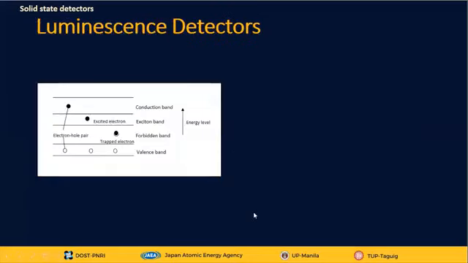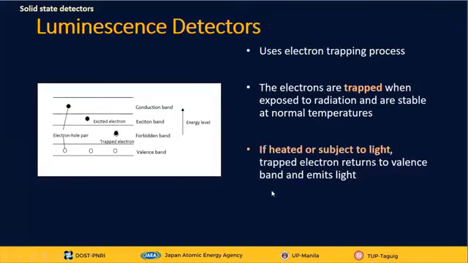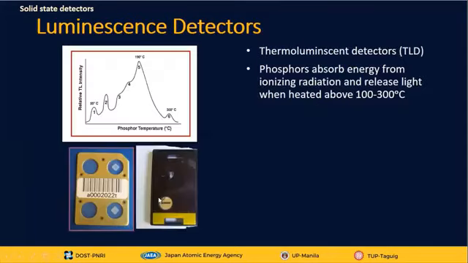Another type of solid-state detector is the luminescence detector, which uses an electron trapping process. The energy absorbed by the electron from the valence band prompts it to a higher energy level, but in a forbidden band. The electrons are trapped when exposed to radiation and are stable at normal temperatures. If heated or subjected to light, the trapped electrons return to the valence band and emit light. The intensity of the light emitted measures the total accumulated dose.